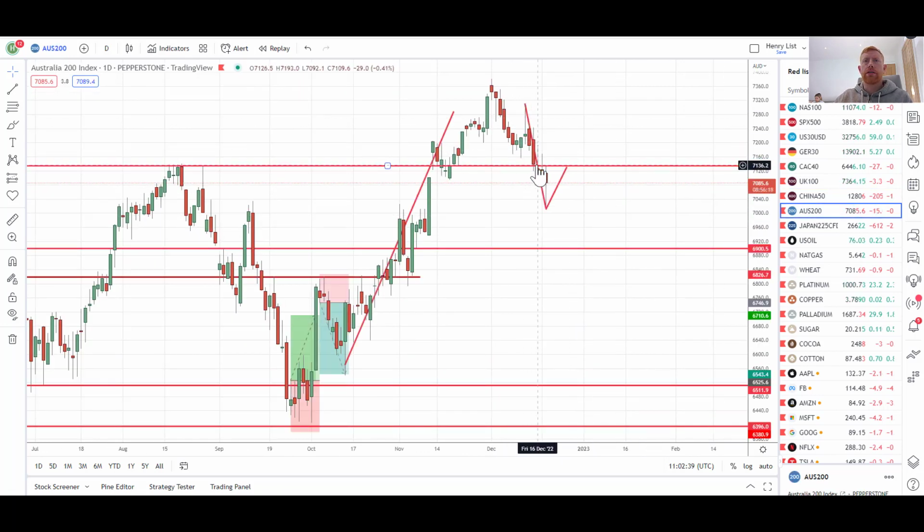Aussie 200, again, it broke that level, so no trade to the upside. On a break and retest now, and then we'll look to short it.